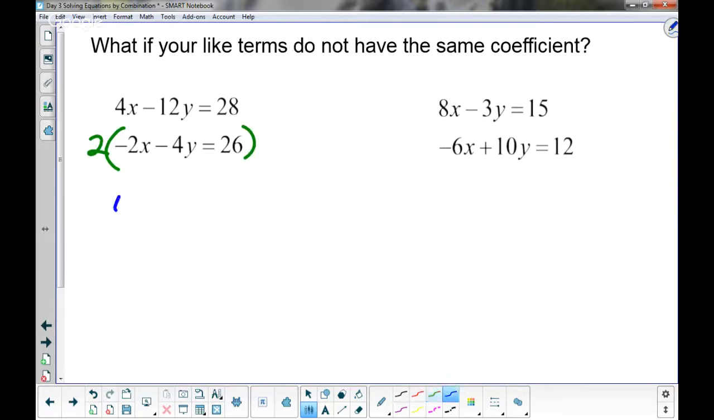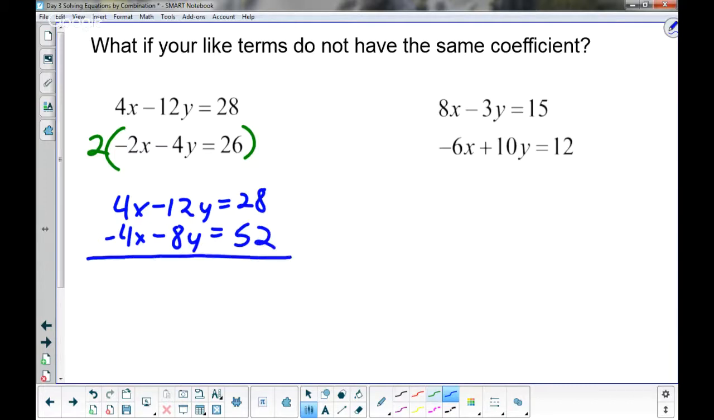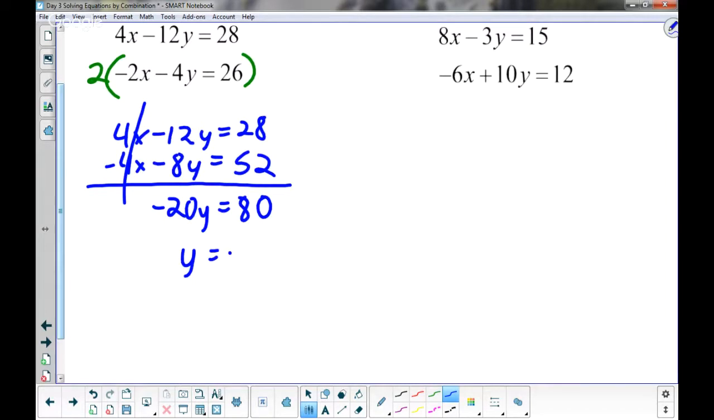So let's rewrite them. 4x minus 12y equals 28. Minus 4x minus 8y equals 52. Now we combine them. 4x minus 4x is 0. -12 minus 8 is -20y. And that is equal to 80. So now in this case, y equals -4. And voila, we got our answer.